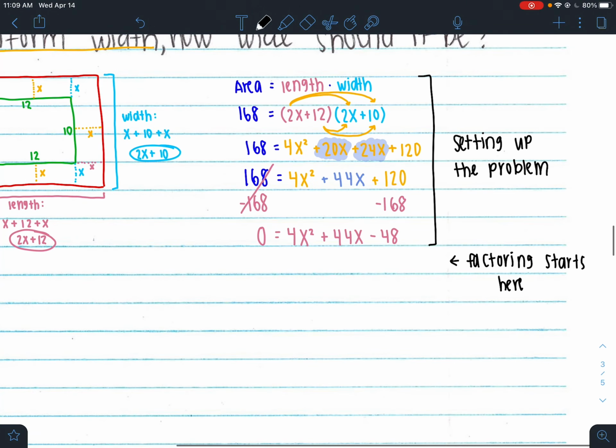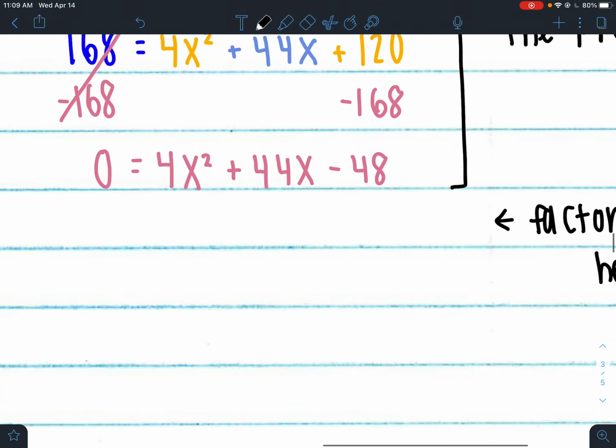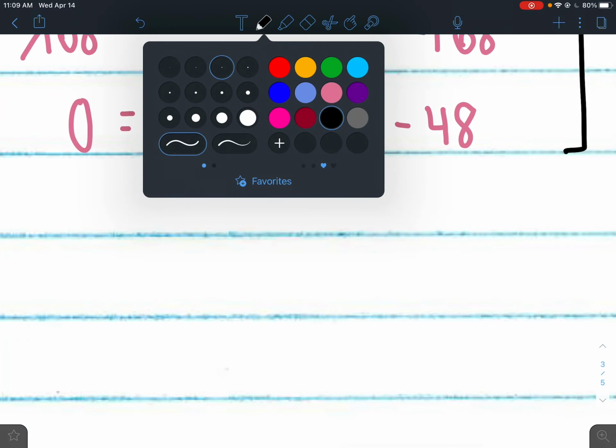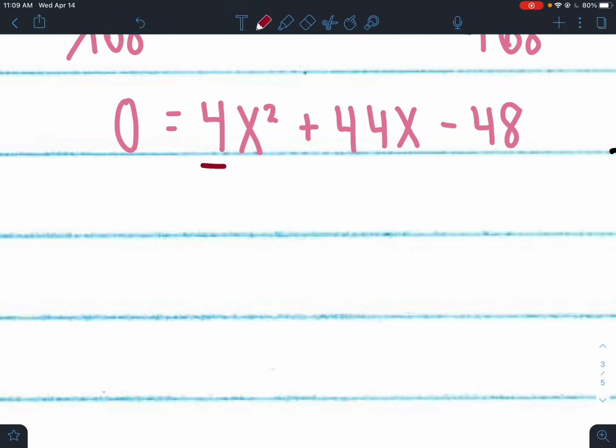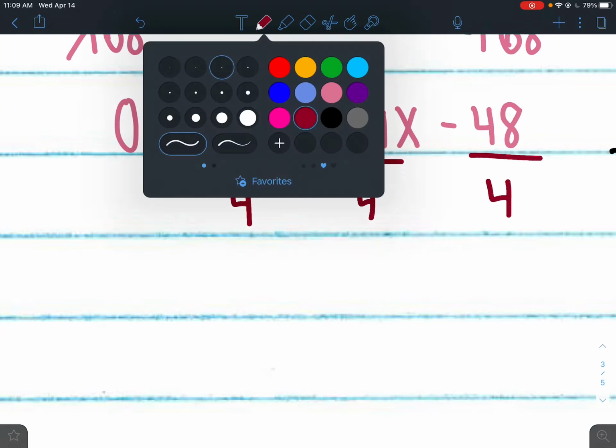Okay, so now we're actually going to start solving the problem. Let's start solving by factoring. First step when you're solving by factoring is you always look for a greatest common factor. That's the first thing you do every time you factor. So we do have a greatest common factor here. Our greatest common factor here is positive 4.